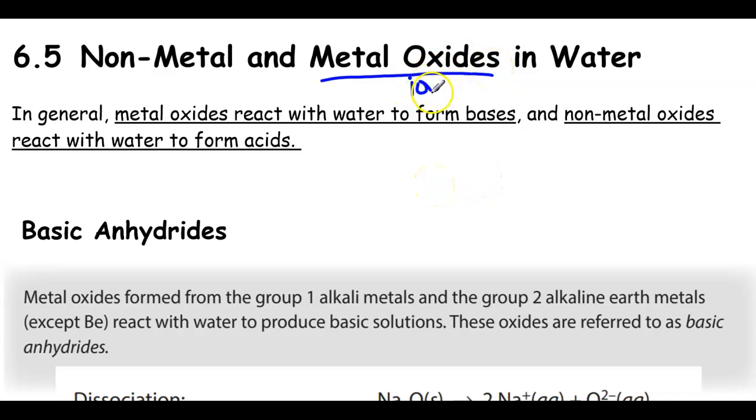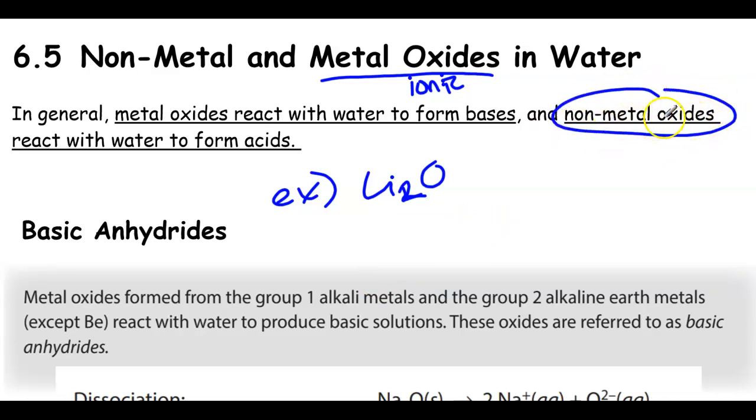Okay, so first of all, when we say metal oxides, you have to remember that metallic oxides are basically ionic compounds, right? So you have a metal with a non-metal, it just so happens that the non-metal is oxygen. So for example, lithium oxide. This is an ionic compound, and it is also considered to be a metal oxide. A non-metal oxide is essentially anything that has oxygen with a non-metal element. So for example, sulfur dioxide.